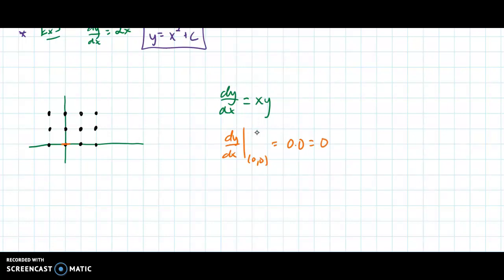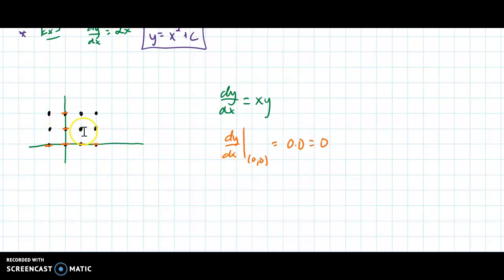So what I can do is just draw a little line like that. And we like to take shortcuts when we can. So when I do this, I'm like, oh, 0 times 0, 0. Well, look, if x is 0, or if y is 0, then dy/dx is 0. So I can just draw a slope of 0 at all the spots where x or y is 0. And now I've cut my work in half, right?